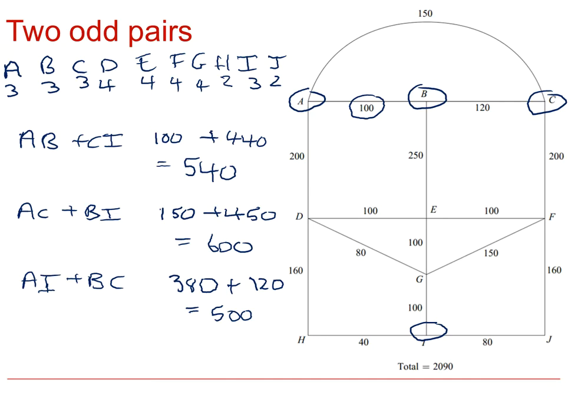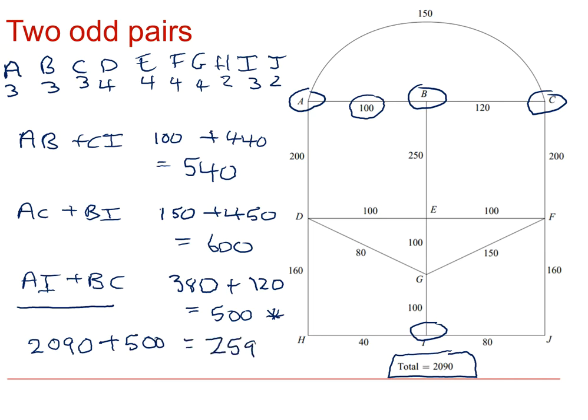We can see that this adds the minimum weight to have these pairings of odd nodes. You can also see here that my total is 2090 for all the existing arcs being added together. So, thus, for these two odd pairs, the best or the minimum total weight that I can come up with is the 2090 plus that 500, giving me 2590.